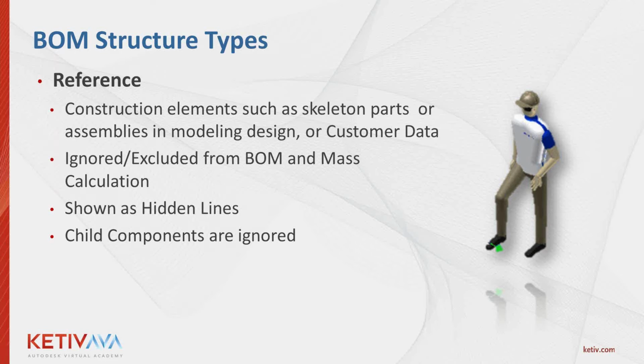Basically, these components, you want them to be ignored from the bill of materials, and you don't want them to be included in the mass calculation. So you have these as reference or points that you can still see in the model, but you don't want them to be effective in your bill of materials in any way. As a matter of fact, it will show as hidden lines, and all the child components underneath it will be ignored.